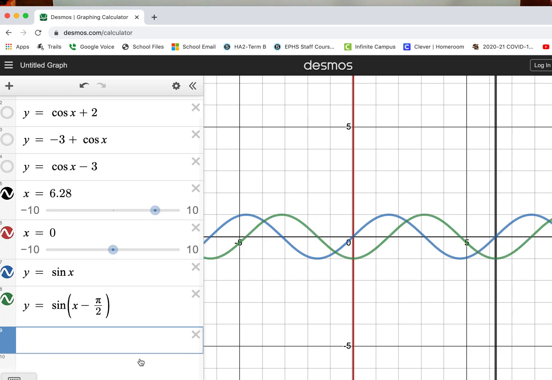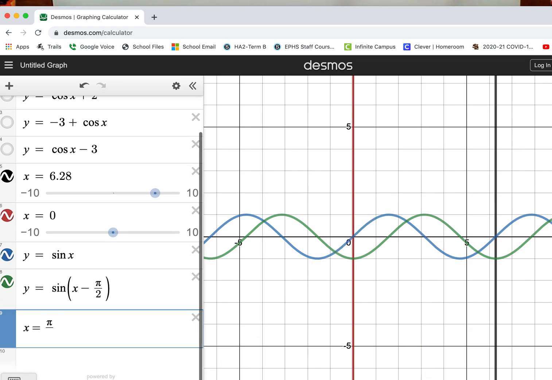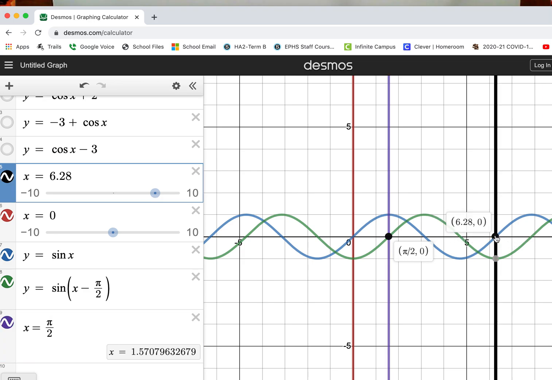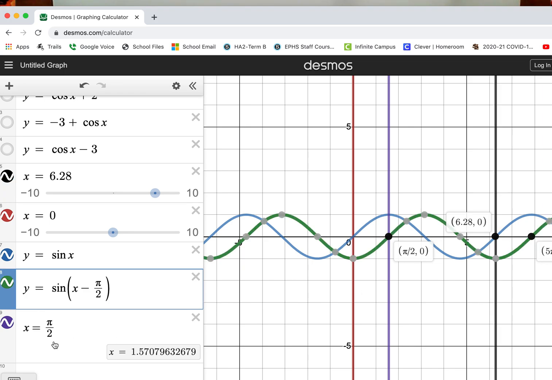Let's see if I can actually do an equation there. I didn't try this out yet. Yep, there you go. So if I make that vertical line x equals pi over 2, that is the new wall on the left. So that's where that cosine starts. And then instead of ending at 2 pi, it's going to end over a little bit further at 5 pi over 2.